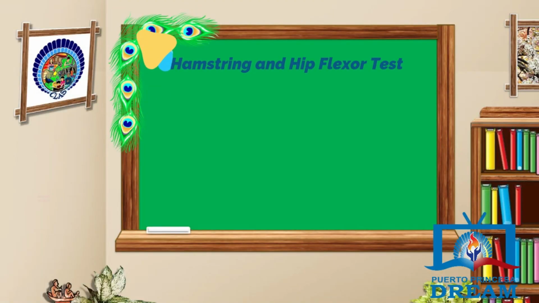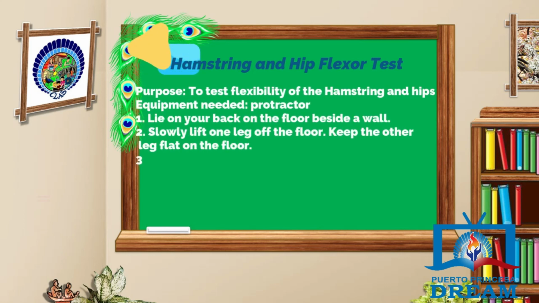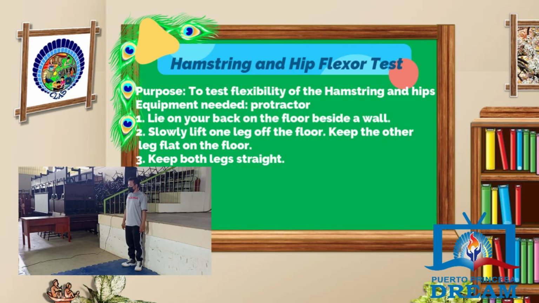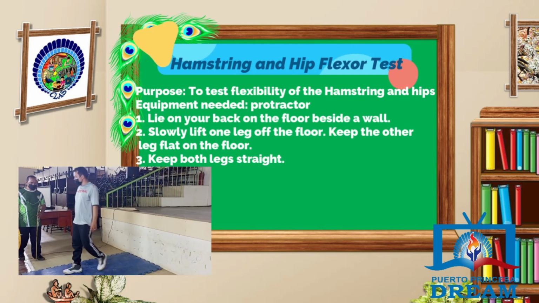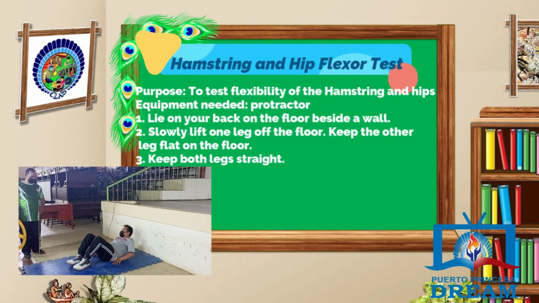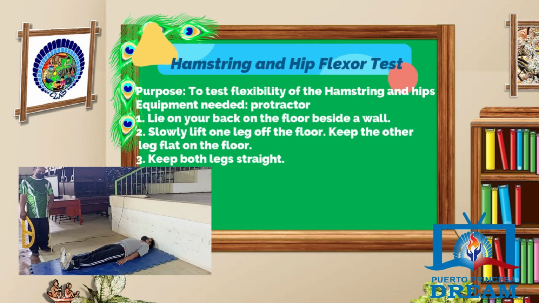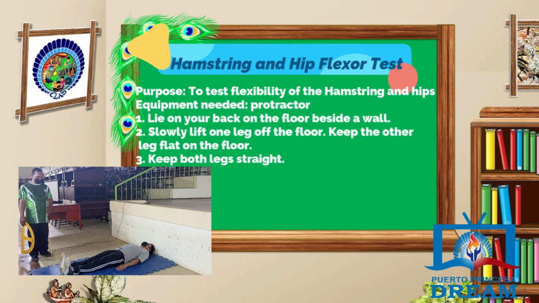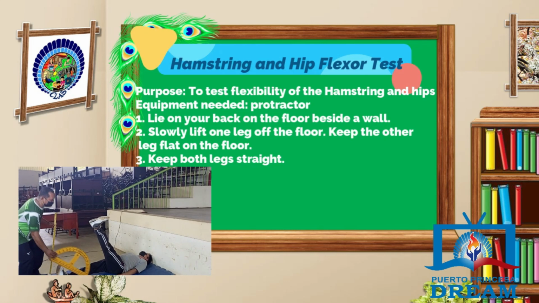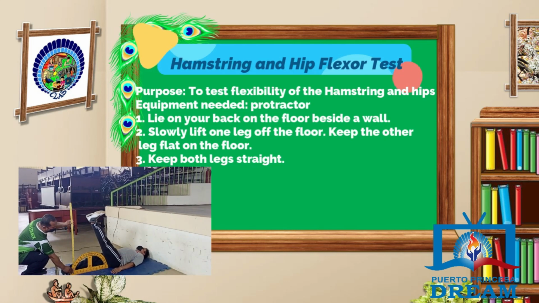Hamstring and hip flexor test. Purpose: to test flexibility of the hamstring and hips. Equipment needed: protractor. Procedure: 1. Lie on your back on the floor beside a wall. 2. Slowly lift one leg off the floor. Keep the other leg flat on the floor. 3. Keep both legs straight.